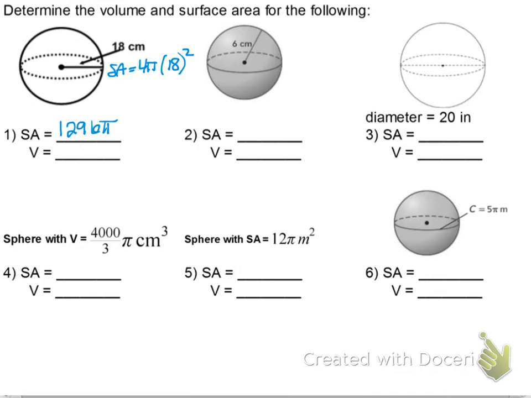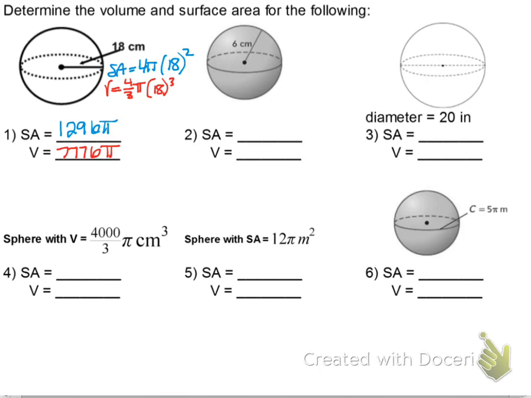So now, if we get our volume, it would be 4/3 pi r cubed, so 18 cubed. And if you do all of that, you get 7,776 pi. So that's about as straightforward as it gets with a sphere. Nothing tricky about that. Okay, number 2.